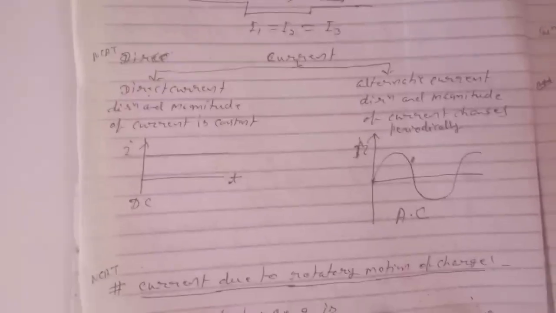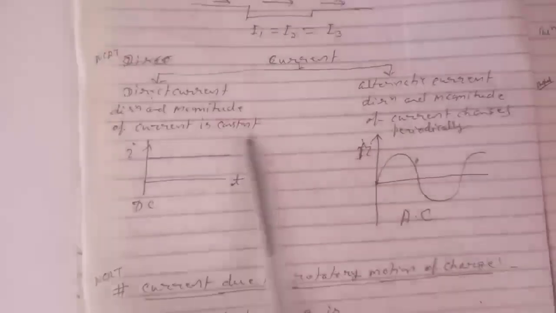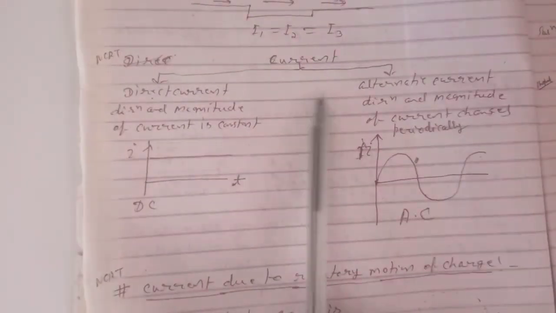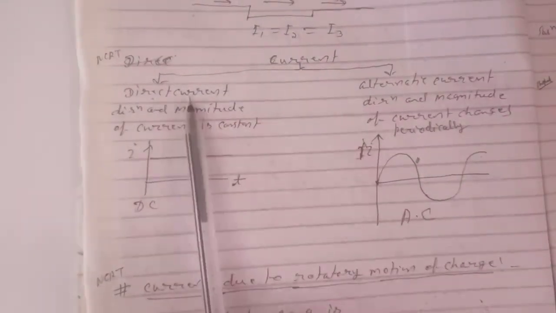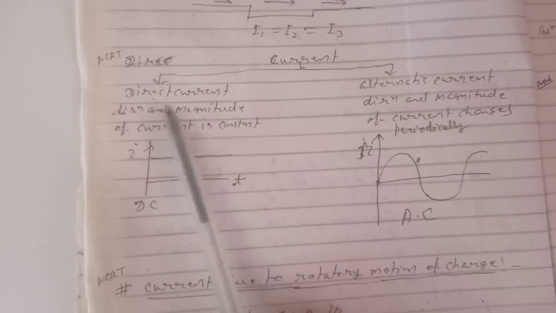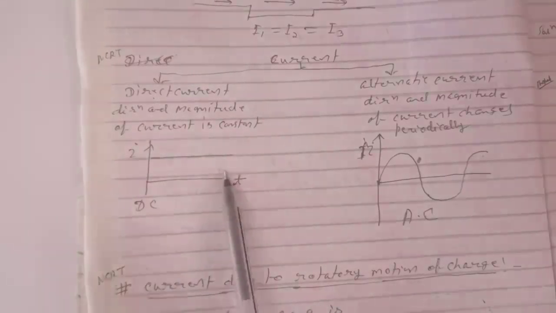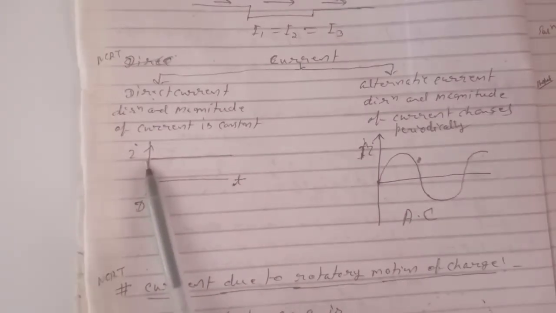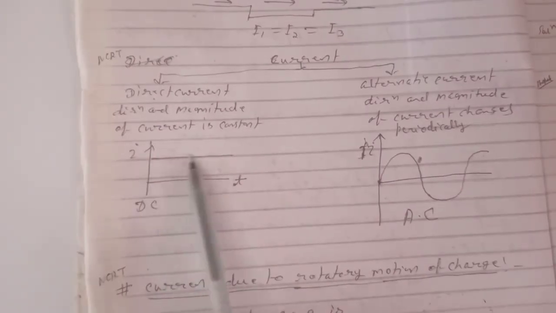Now, current. There are two types of current: one is direct current and another is alternating current. In direct current, the direction and magnitude of current are constant. For example, it is shown with the graph, because the value of current is constant and flowing at the same rate.